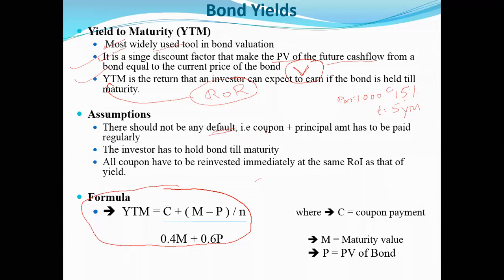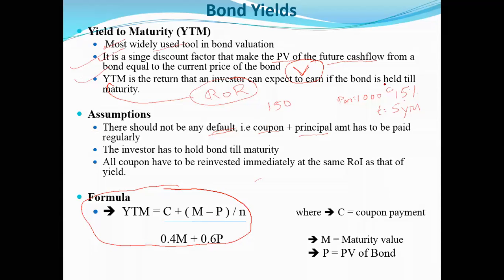Okay, I should not make any default in terms of coupon payments and the principal amount. That means every year, 15% of 1,000 rupees, come what may, I have to pay Rashmi 150 rupees, whatever is the case. So there should not be any default on payment of this particular rate of interest. This is point number one.